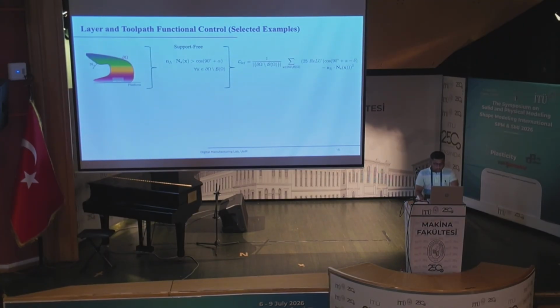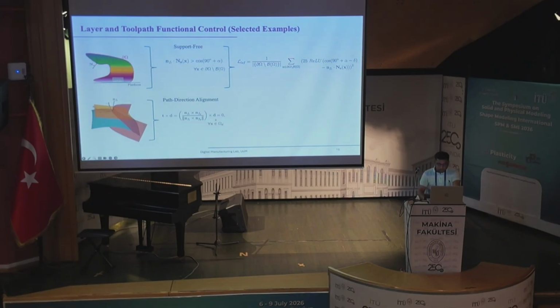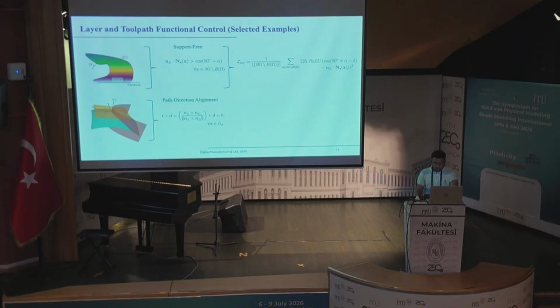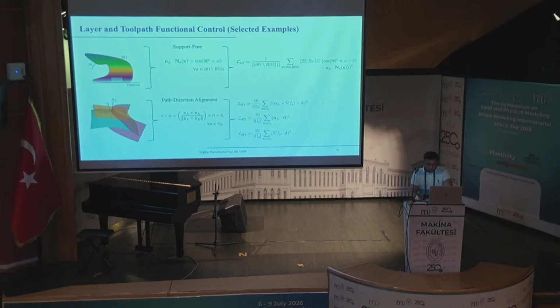Similarly, using similar derivatives, we can impose functional requirements such as support free, where we impose a constraint on the orientation of the tool with respect to the surface normals of the part that we are printing. Or, let's say our toolpath direction is T, and we have an input direction field D, and we want to align the toolpath along that direction. So we could simply say that the cross product of the two vectors should be 0 at every point, which means that they should be parallel. And then we can generate similar loss functions for that.